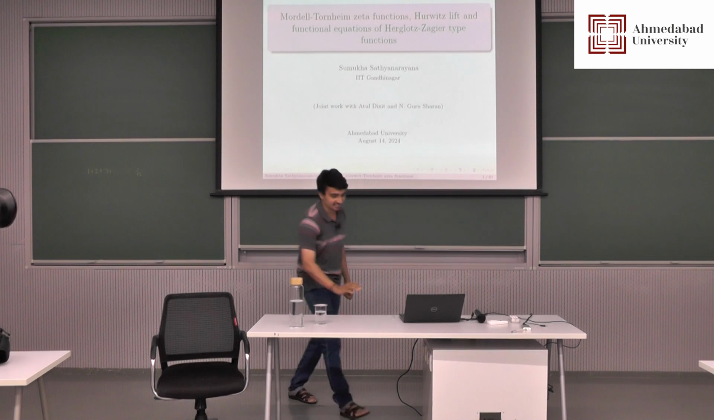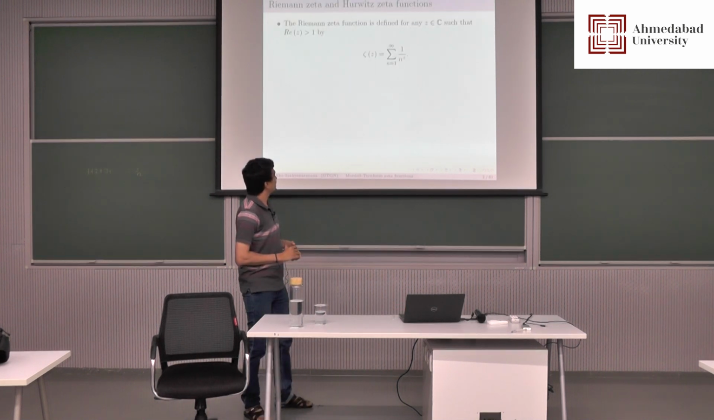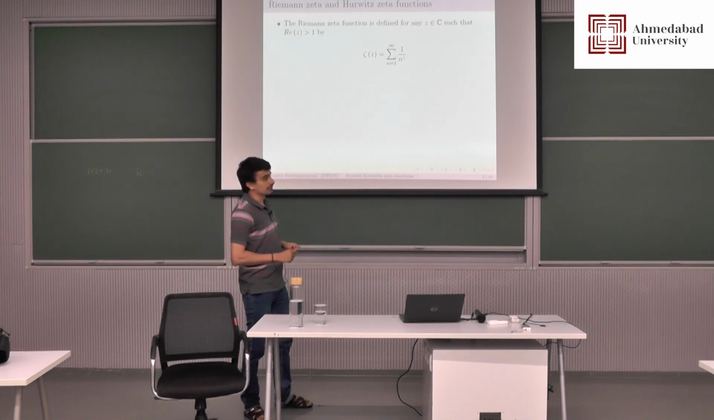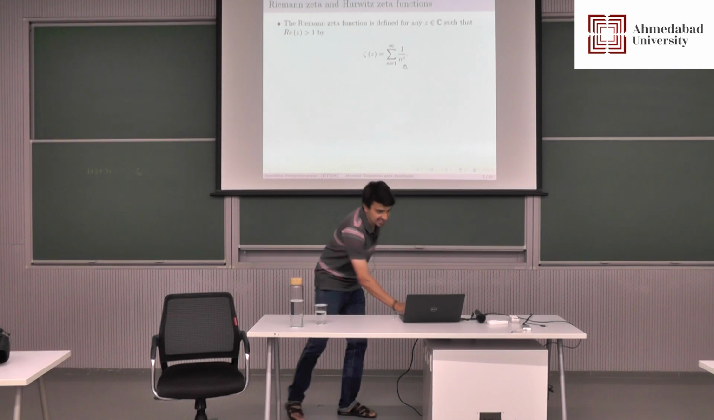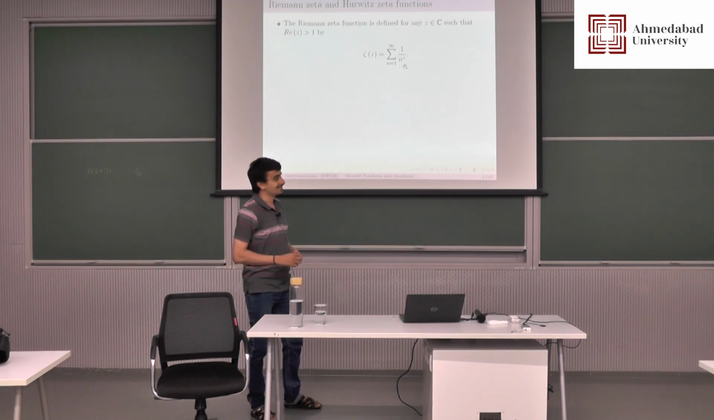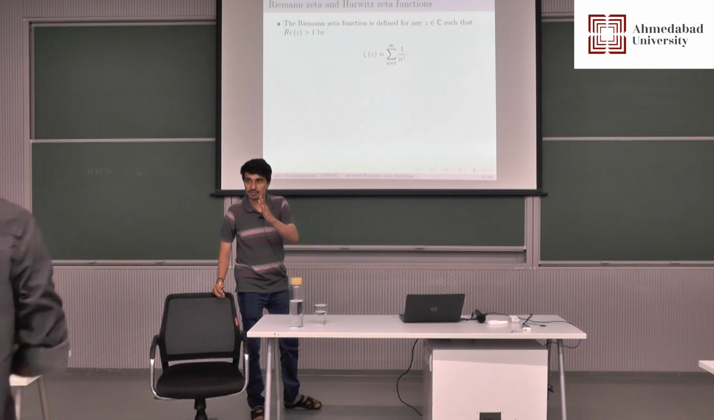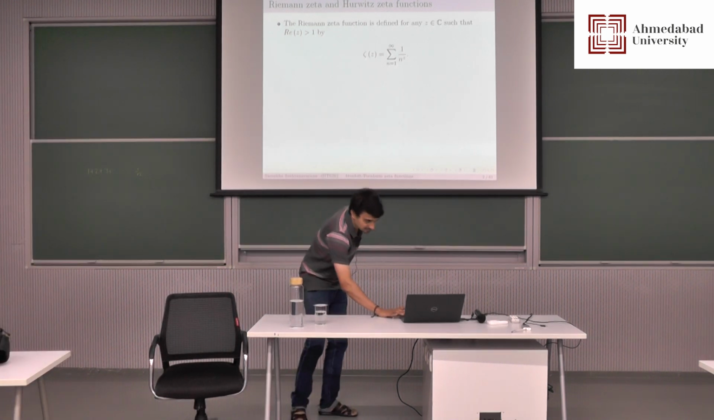So what is the Riemann zeta function? The Riemann zeta function is a series, defined for a complex number z with real part greater than 1. Defined like this, it is an analytic function in the region where the real part of z is greater than 1. But we want to extend it to the whole complex plane. How do we do that?